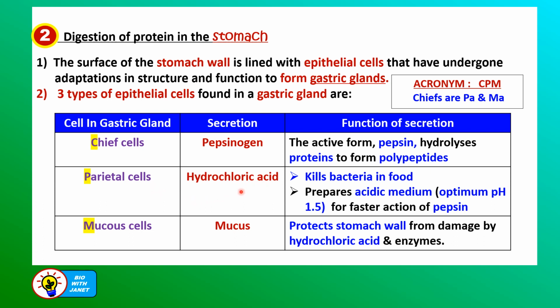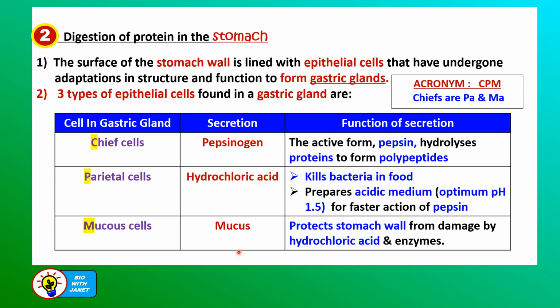Then the parietal cells secrete hydrochloric acid. The cells that secrete pepsinogen are different from the cells that secrete hydrochloric acid. This hydrochloric acid functions to kill the bacteria in food and prepare an acidic medium with an optimum pH of 1.5 to 2 for the faster action of pepsin. Thirdly, hydrochloric acid also stops the action of amylase, which requires a neutral medium with a pH of around 7 to function. Since hydrochloric acid is acidic, it will stop the action of amylase.